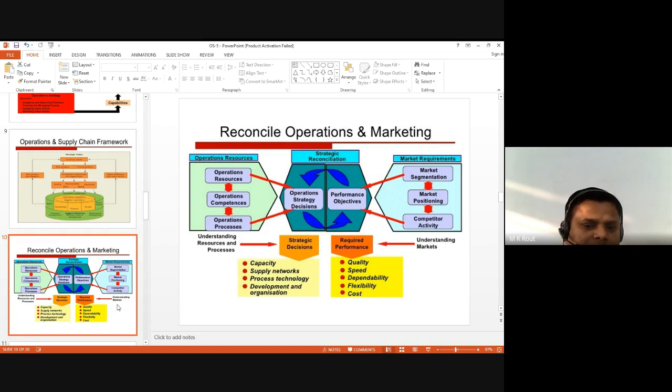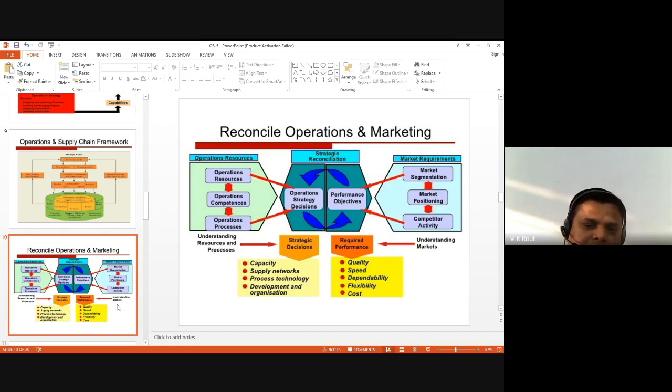The next is operation competitiveness. That means operation should be very efficient. The raw material should flow easily from one end to the other end. The next part is operation process. In case of operation process, the machines, tools, the sequence, the schedules, the planning are very important. And starting from the operation resource and the operation competence, then there is operation process. You need to go for operation strategy decisions.